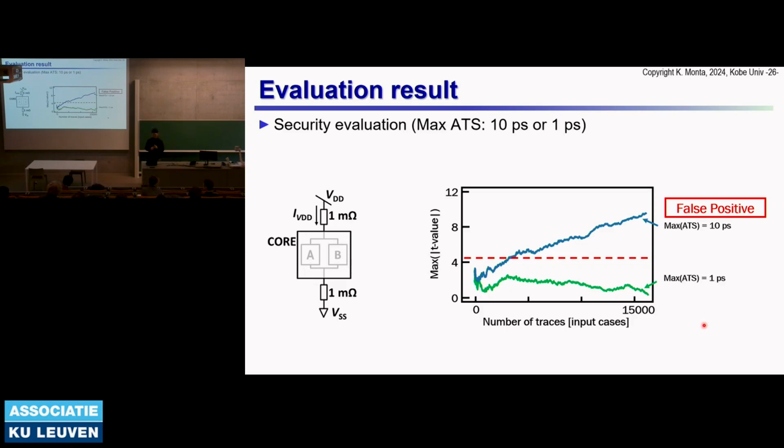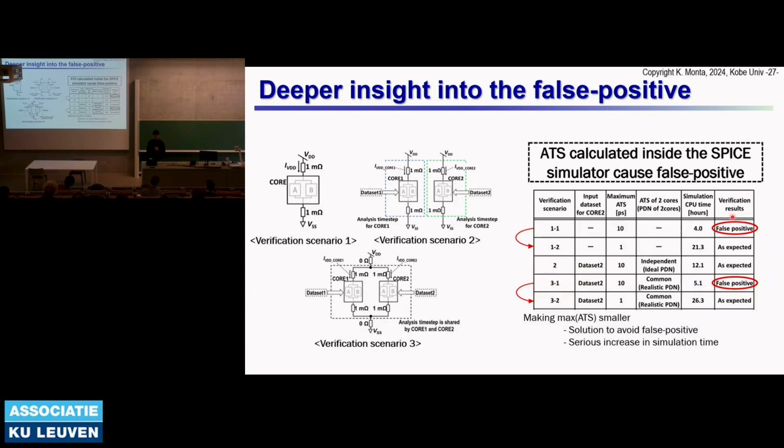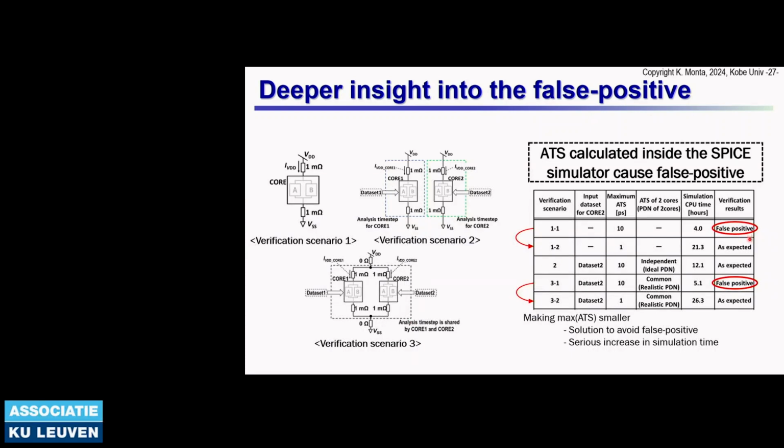This small difference in simulation setup can make a false positive or false negative. As you can see, one exceeds 4.5 and the other doesn't exceed 4.5. It means one can be true and one can be a false positive or false negative. With the detailed evaluation, we found that this is the false positive, and this larger maximum analysis time step can make the false positive. We confirmed the same phenomenon using different power delivery network models, and we confirmed that if we reduce the maximum analysis time step, false positives never happen.